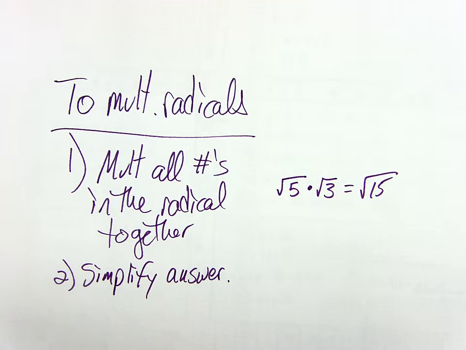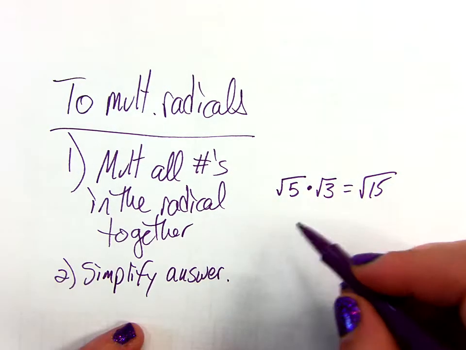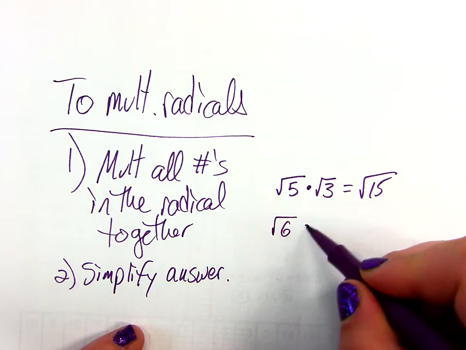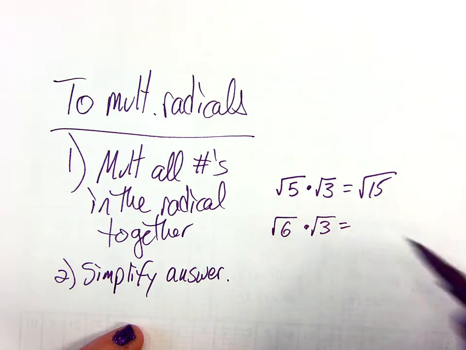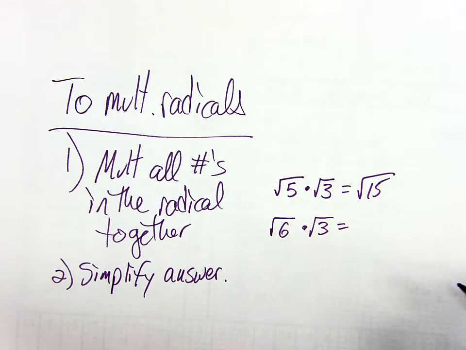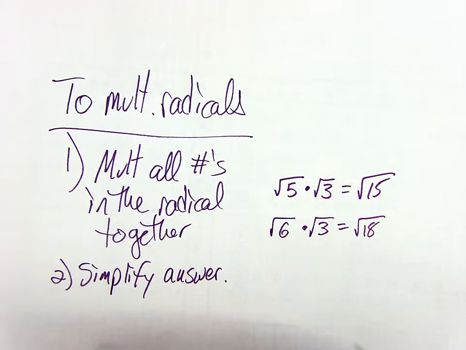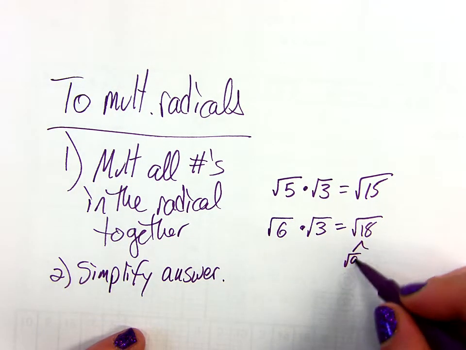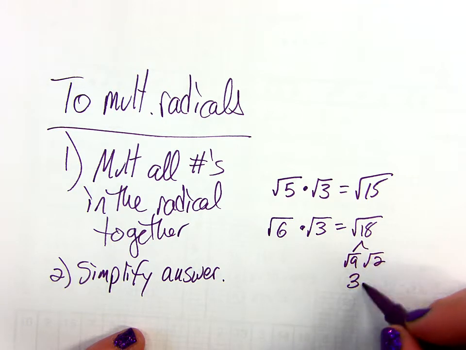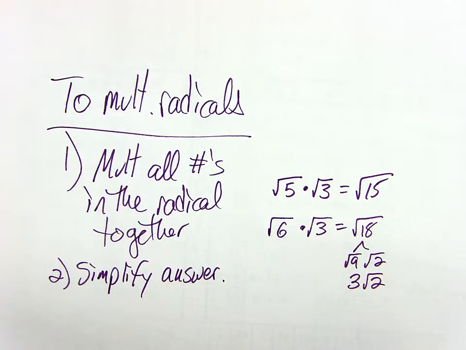Wow. It's that easy? Well, if I did something like the square root of 6 times the square root of 3, what does that get me? Square root of 18, but is that a final answer? No, that one can be simplified, 9 and 2, so it really becomes 3 root 2. But that's pretty much it.